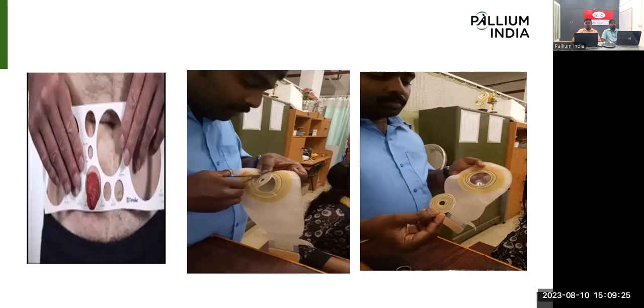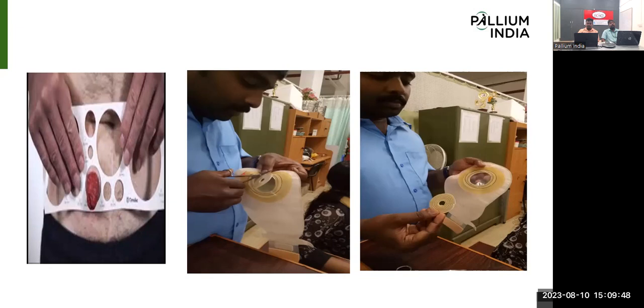First of all, along with the bag, we will get one measuring gauge. The first picture is showing us a measuring gauge. This measuring gauge has so many circles. Every circle has an independent value, a millimeter diameter measurement for every circle. So we need to select the appropriate circle for the stoma.